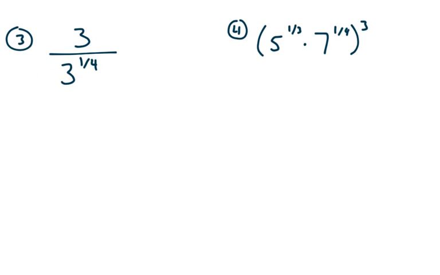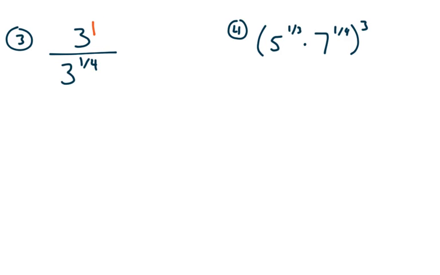Number 3: 3 over 3 to the 1/4 power. The top number, the 3 here, does need an exponent. We can assume that if there's not one, it's 1. So we can say 3 to the 1st over 3 to the 1/4. This is going to use that quotient of powers property. We have the same base, they're both 3's, and we're dividing. That's what the fraction bar tells us, so we need to subtract.